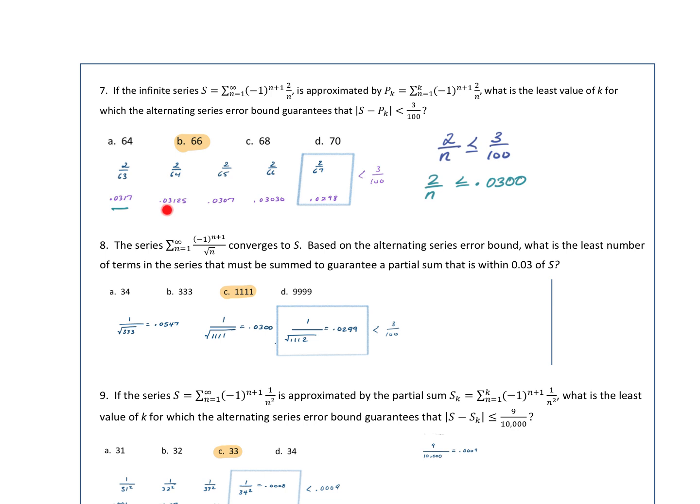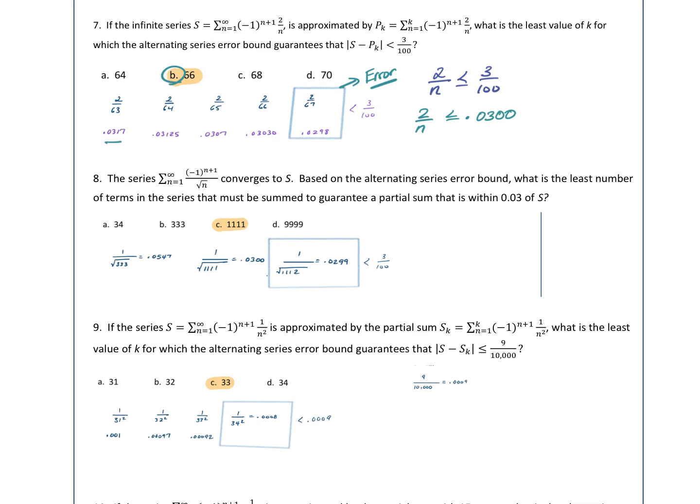I plugged in 64. I'm getting closer. Plugged in here, 2 over 65, so I'm just going 63, 64, 65. Still bigger. 66, still bigger. Plugged in 67, that's the first one that's smaller. So that tells me the 67th term is my error term, which means I need 66 terms to add up to get my sum. So that's why it's B.